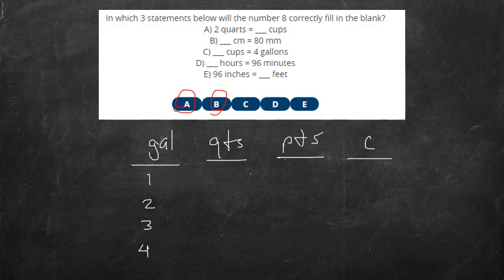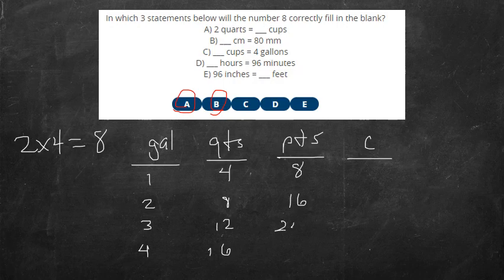All right, so 1 gallon is 4 quarts. I know the pattern to fill for quarts will be 4, 8, 12, 16. Based on my chart, 4 quarts is 1 gallon. And there are 2 pints in 1 quart. So I would do 2 times 4 to see how many pints there are in 4 quarts. So there will be 8 pints here. So then my pattern here would definitely be a pattern of 8. So 8, 16, 24, 32. Last one is cups.